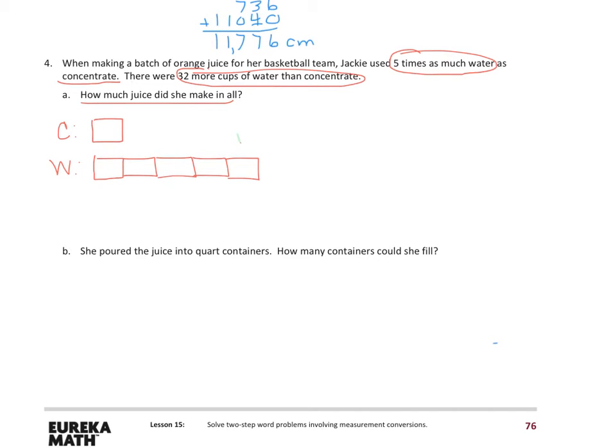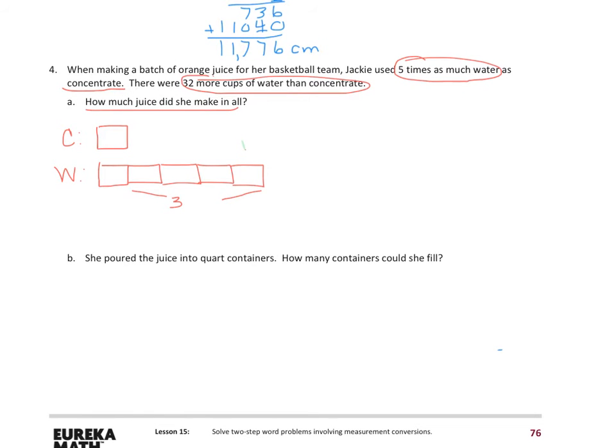Okay. And then we're given the clue right here that there were 32 more cups of water than concentrate. So here are the 4 boxes of water that are more than the concentrate. So right now, just 1 box for water and concentrate are the same, but here's 4 more boxes. And we're told that those 4 boxes right there are equivalent to 32 cups.